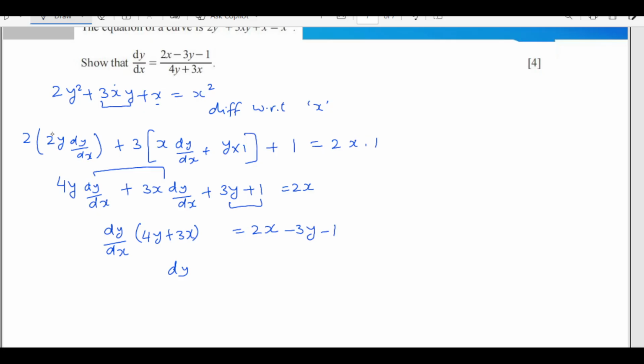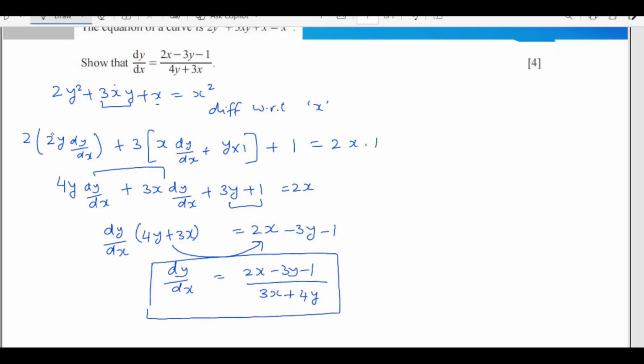So now we are looking for dy over dx, so this is 2x minus 3y minus 1, and then we are taking this to the right hand side, it will come in the denominator. So I'm just writing the x term as the first term to make it look similar to the previous one in the numerator. So as you can see, we have already got the form that we were required. So dy over dx is 2x minus 3y minus 1 over 3x plus 4y. So hence we have shown that.